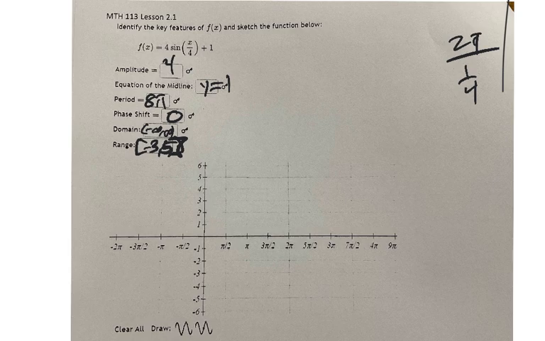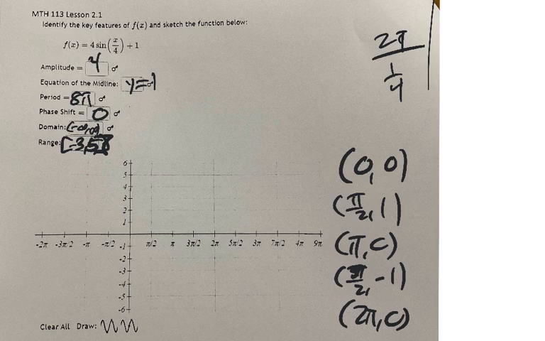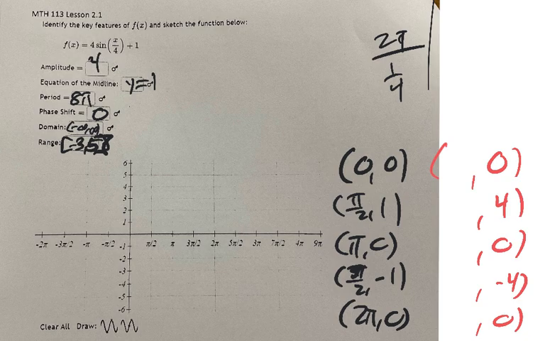Critical points should be at, I'm just doing the default ones. We're at sine. 0, 0. Pi over 2, 1. Pi, 0. 3 pi over 2, negative 1. 2 pi, 0. I need to multiply the y's by 4, which is going to put this at 0, 4, 0, negative 4, and 0. So that's the stretch by 4 that happens here.